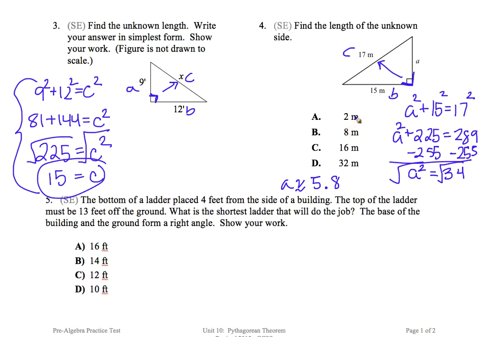And what's my problem here? 5.8 isn't an option. Very interesting. I'll have to go see what the issue is with that and what they say on the key. But A equals 5.8.